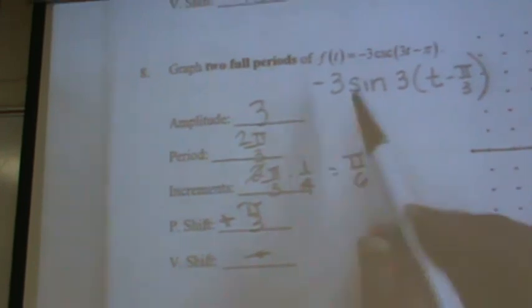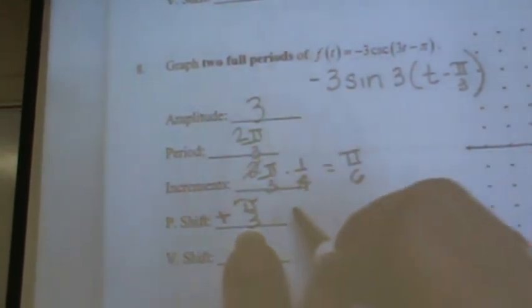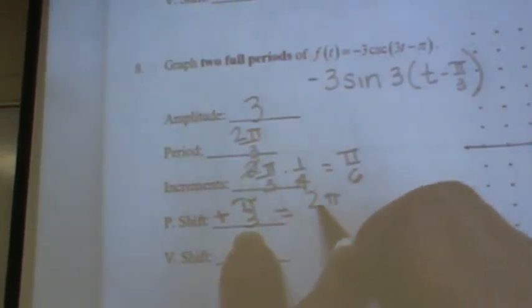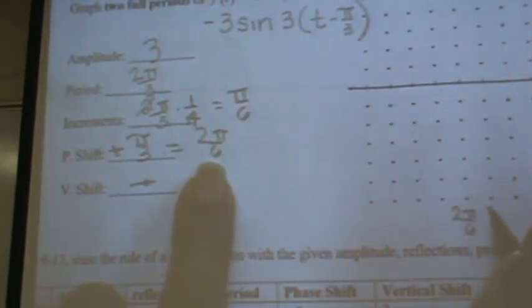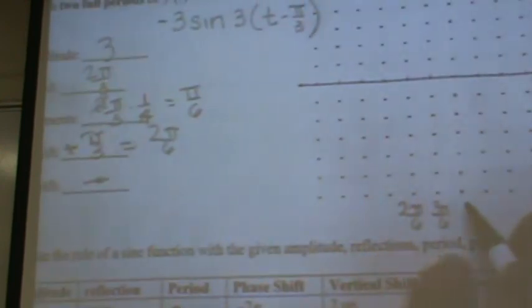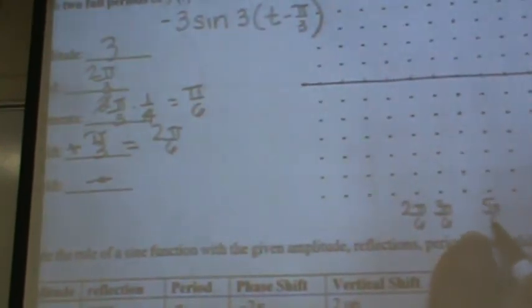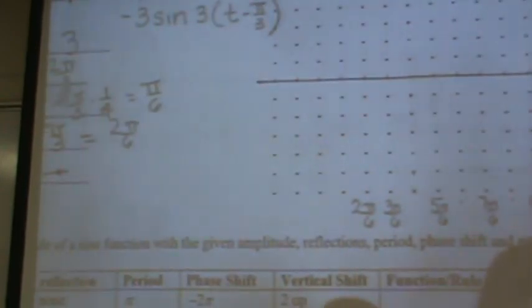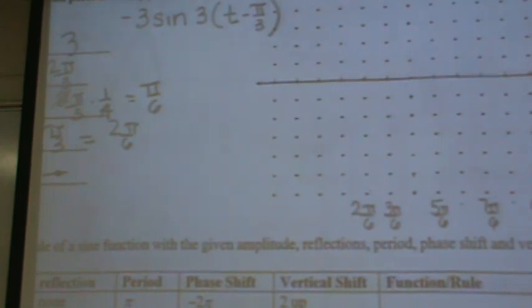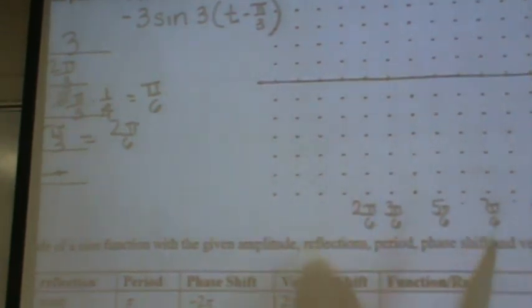So what's our job here? To do what with these two? We want to turn this into 2 pi over 6, because we're going to count by pi over 6. So let's start. 2 pi over 6, 3 pi over 6, 4 pi over 6, 5 pi over 6, 6 pi over 6, 7 pi over 6, 8 pi over 6, 9 pi over 6, and so forth. You can go the other way too if you wanted to, but I want to start right here.